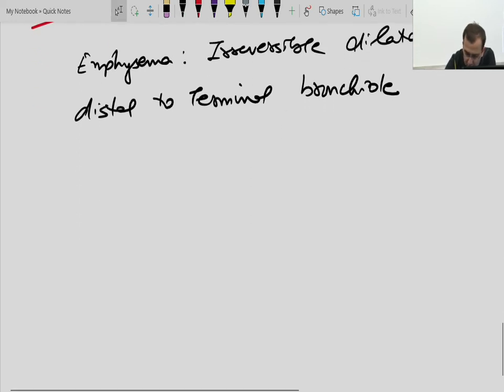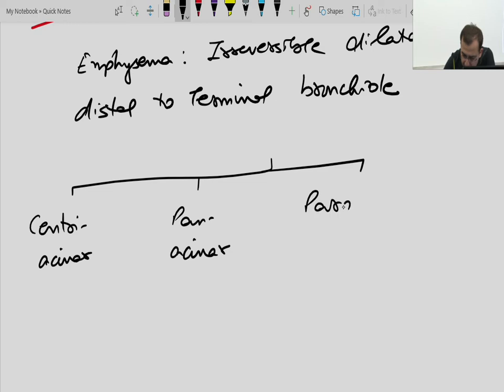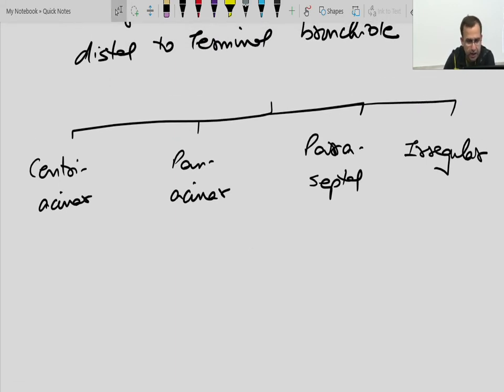Next point, it is of 4 main types, which are centri-acinar emphysema, pan-acinar emphysema, paraseptal and irregular type. So emphysema is of 4 main types: centri-acinar, pan-acinar, paraseptal and irregular.